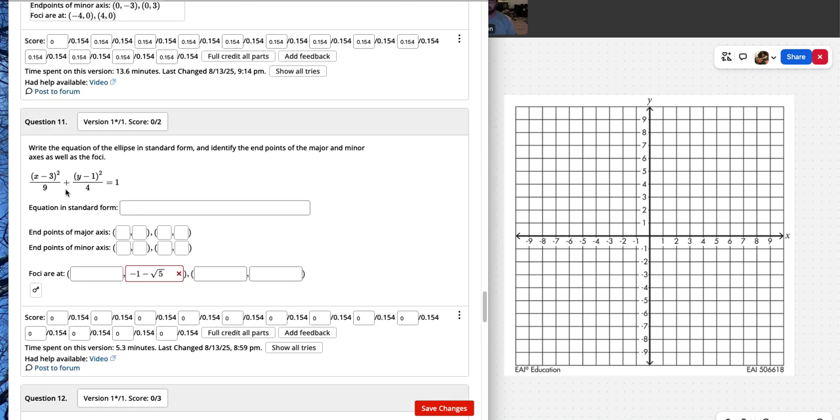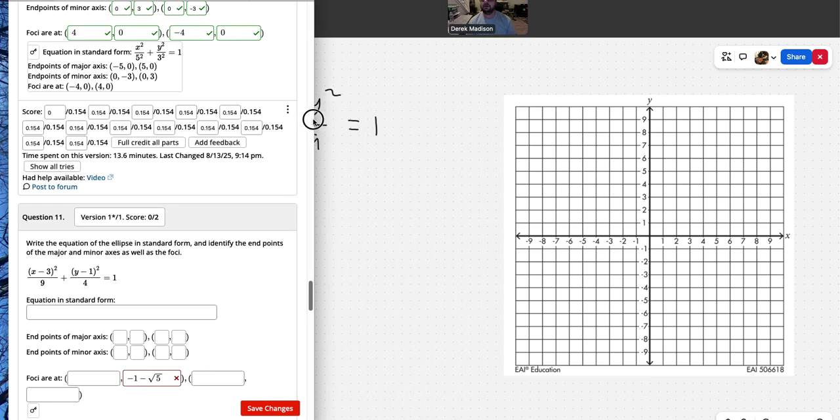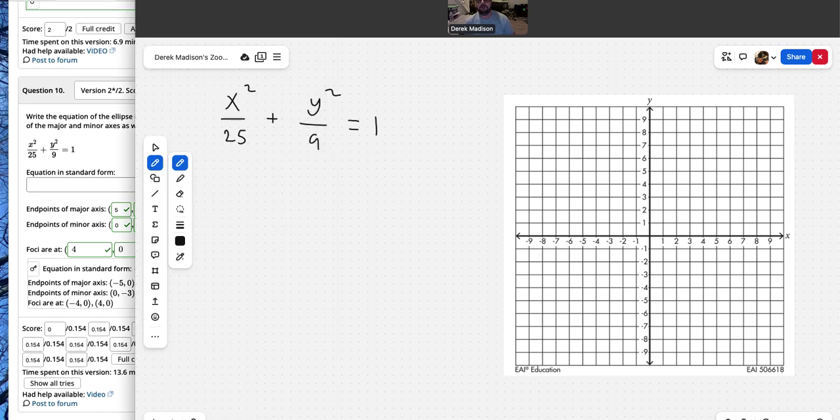And then it looks like this one is a little bit dicier with these foci, so let me show you that while I'm here as well. So for this one, we have this equation, and so that means that we know A is 5, and we know that B is 3. And so if we're going to find the endpoints of the axes, I could just graph this thing.